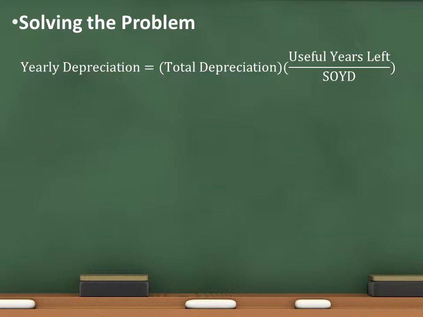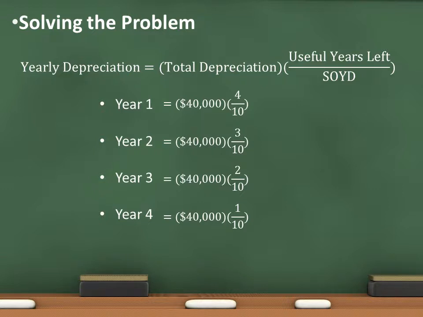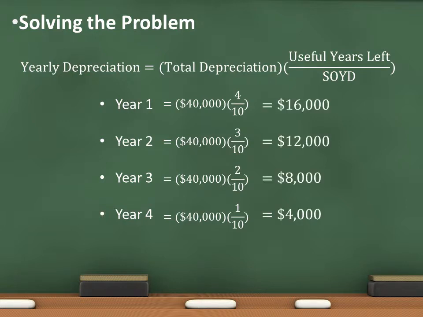So now we know all those values. We can just plug and chug. And remember, 40,000 was the total depreciation, 10 was the sum of the year's digits, and then you have 4, 3, 2, 1, the useful time. And then we need to put it into the calculator, and we get these values. And again, the question is asking for the depreciation in year 2, and the answer is $12,000, and that is the correct answer.